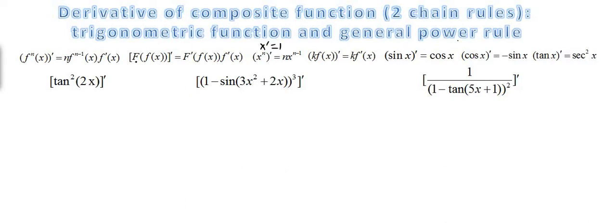For instance, if capital F is sine, then the derivative of capital F is going to be cosine. If capital F is cosine, the derivative of capital F should be negative sine. If capital F is tangent, then the derivative of capital F should be secant square.